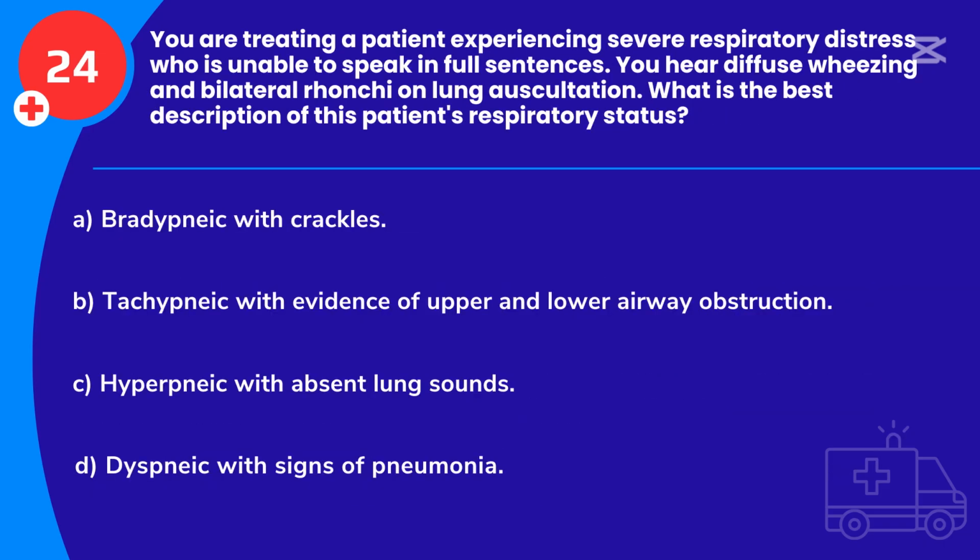Question 24. You are treating a patient experiencing severe respiratory distress who is unable to speak in full sentences. You hear diffuse wheezing and bilateral rhonchi on lung auscultation. What is the best description of this patient's respiratory status? A. Bradypneic with crackles. B. Tachypneic with evidence of upper and lower airway obstruction. C. Hyperpneic with absent lung sounds. D. Dyspneic with signs of pneumonia.